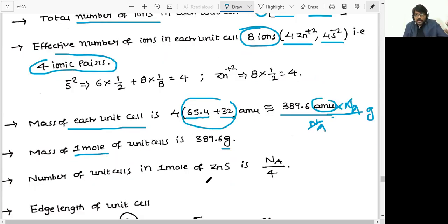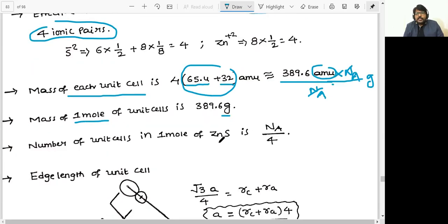But if you can recollect rock salt, 1 mole of unit cells of rock salt, if you take, that is 234 grams, and it is 389.6 grams. And the number of unit cells in 1 mole of ZnS. 1 mole of ZnS means this is the mass. So here, definitely that is 1/4. So that is Na by 4.